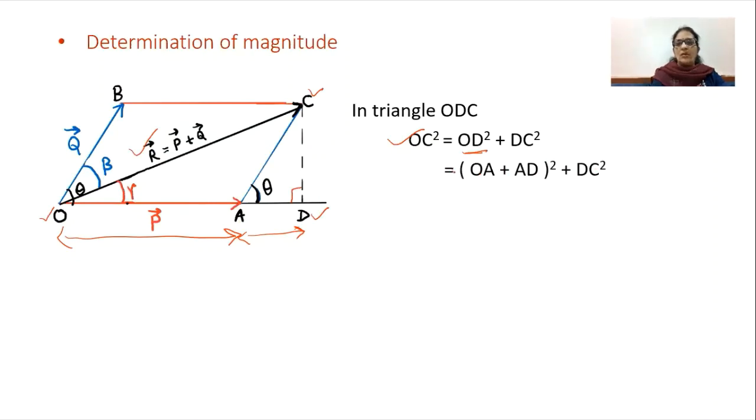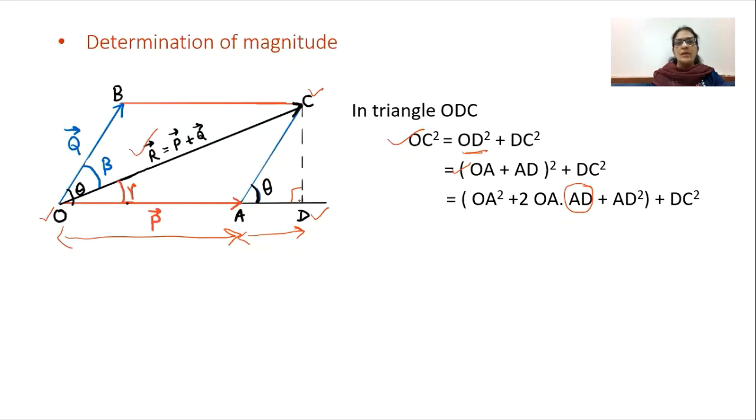Now this expansion of (A plus B) whole square, you know that very well. So it is OA square plus 2 times OA AD plus AD square plus DC square. This AD, what is this AD? See, I want to find the value of this AD.